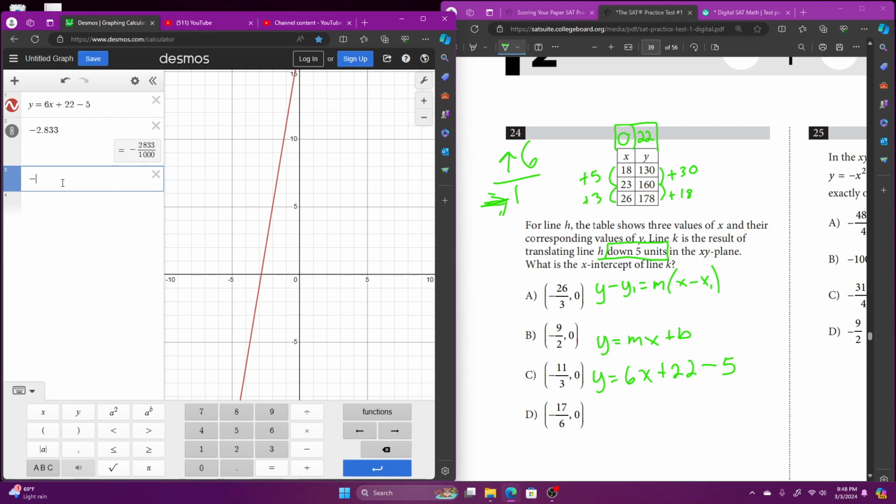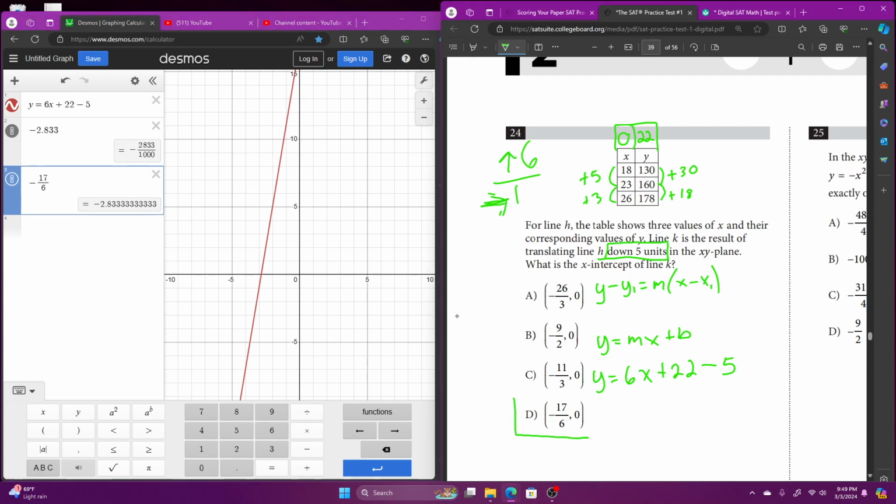So negative 26 thirds, not it. 9 over 2, not it. 11 over 3, not it. 17 over 6. There it is. Correct answer is D.